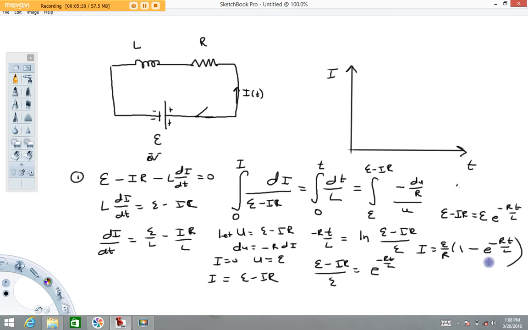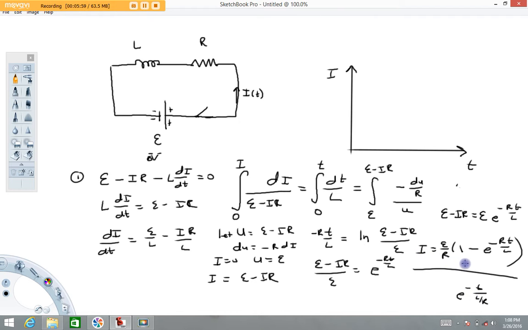All right. So here's the function I was looking for. Here's some important things about that function. Look at this minus RT over L. If I wanted to, I could put this R down here. That would read e to the minus t over, and then at the bottom we'd have L over R. L over R has to have units of seconds, and it does if you work them out. That's called the time constant for the circuit.